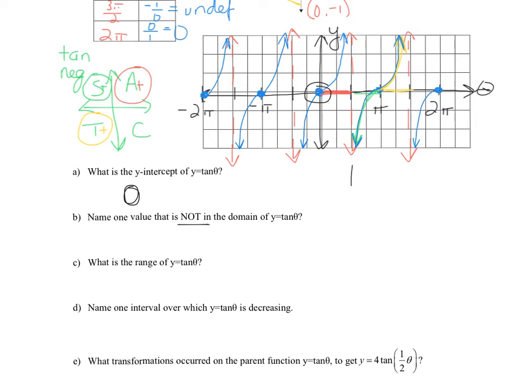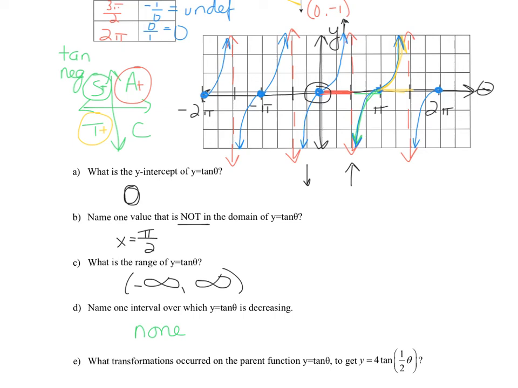So I could use pi over 2. This is different than naming the domain. I'm just naming some value that's not in there, or what is one of the vertical asymptotes. What is the range of tangent theta? They're separate pieces, but each of those pieces goes all the way down to negative infinity and up to positive infinity with no breaks. So we have negative infinity to positive infinity. Name one interval over which tangent theta is decreasing. So we're going to have a tough time with this one, because if we work from left to right, tangent is always increasing. It increases, it starts over again, it increases again. So I'm just going to write none or no answer for that one.